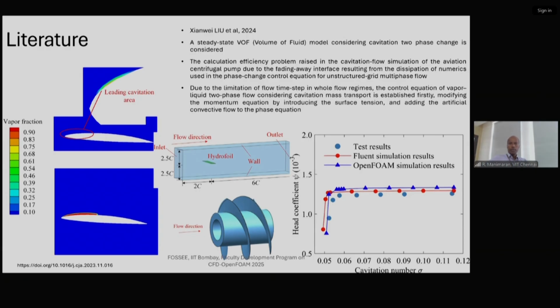They also extended it to the pump, actually from the dissipation of numerics. They found that changing the grid will solve the problem, and then considering cavitation mass transport, they modified the momentum equation by introducing surface tension and adding an artificial convective flow to the phase equation. So they have employed a different way, extending the VOF model further to model it in an appropriate way to match with the extended model.